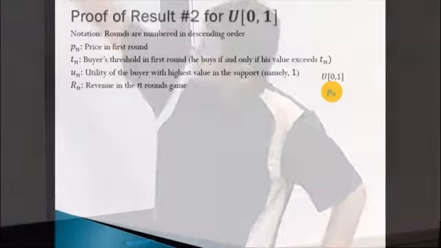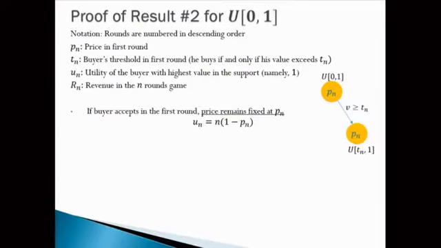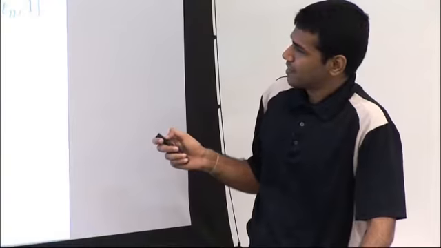So let's draw this diagram. So you put a price of Pn on the first day, and if the buyer accepts, he buys if value is at least Tn, then the distribution gets updated, but nothing really happens here, right? The price has to be Pn, right? You can't change the price, it will stay the same forever, okay? So if the buyer accepts in the first round, the price will remain fixed at the same Pn. And from this, you can write what the utility of the buyer with value 1 is, right?